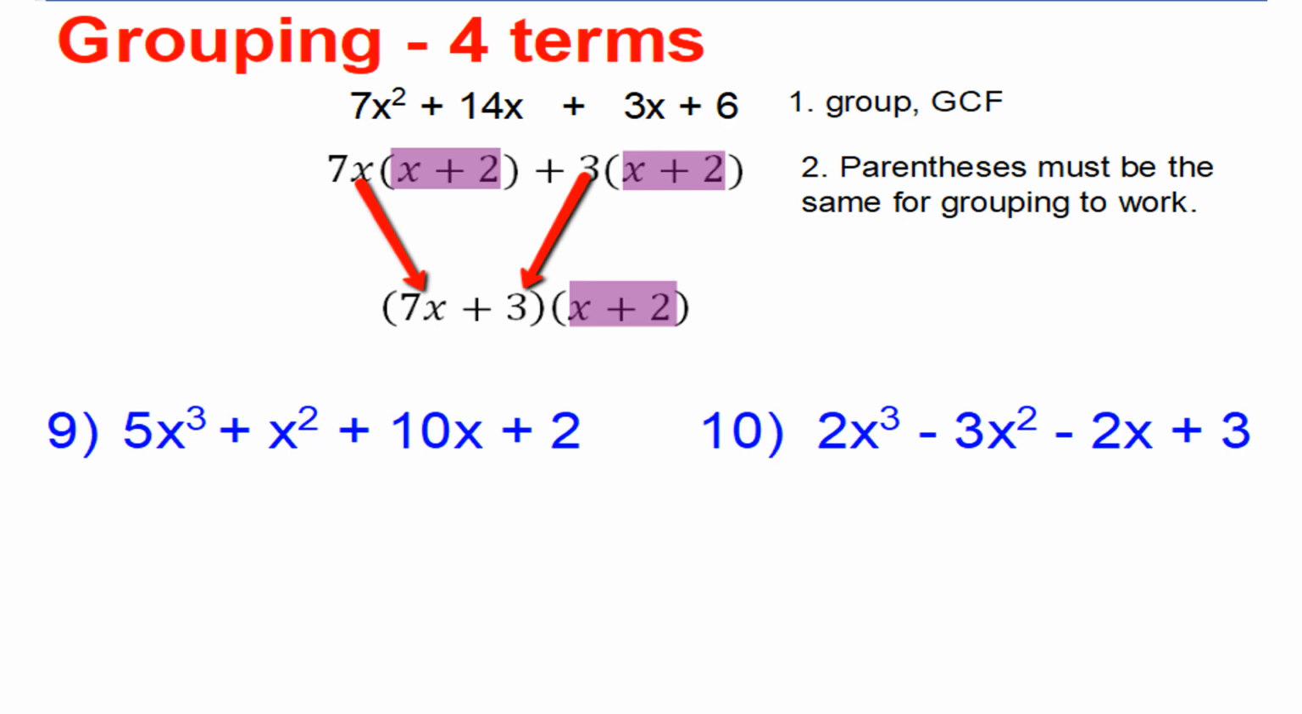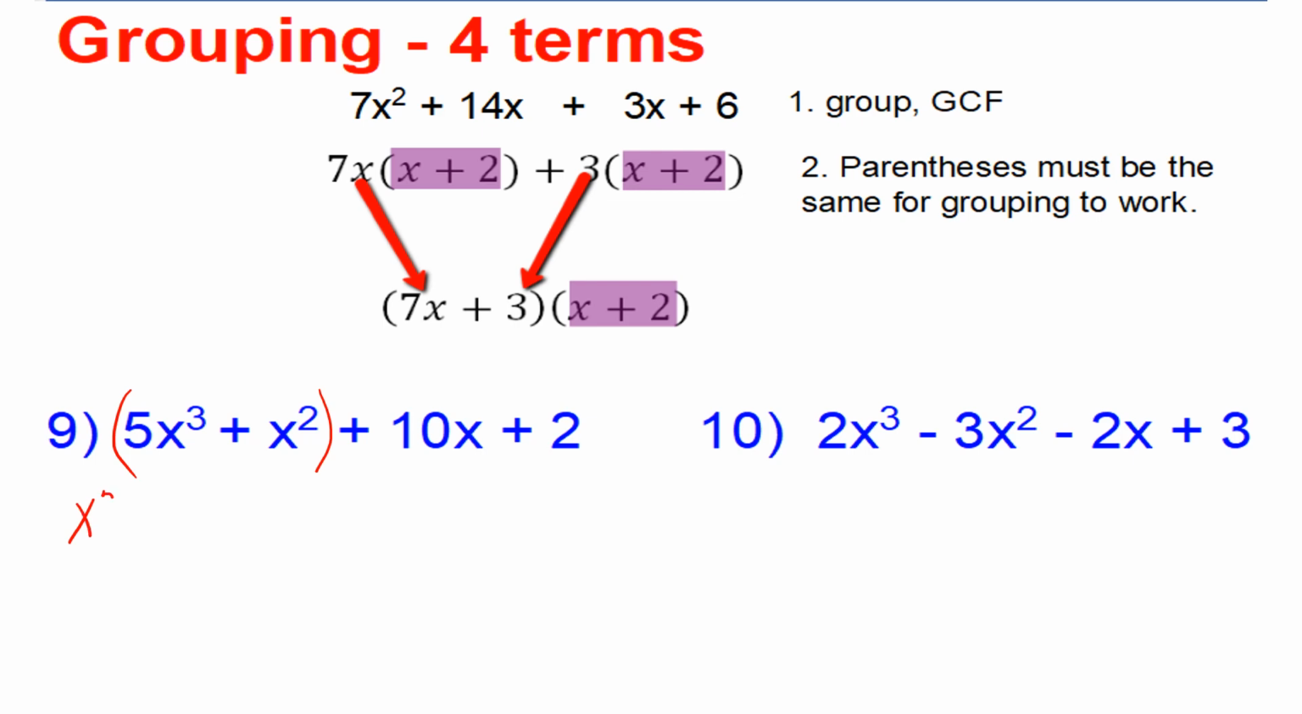When you have 4 different terms, you're going to sometimes have to rearrange them, but hopefully not, so that you can group the first 2 terms together and find a GCF of them, as well as the back 2 terms and find a GCF for them as well. So our first example is 5x cubed plus x squared plus 10x plus 2. Everything's positive, makes it so much cleaner and nicer. Again, group those first 2 terms, 5x cubed and x squared.